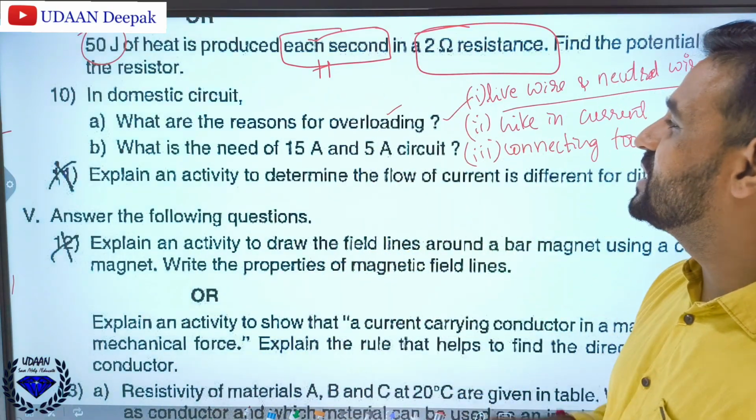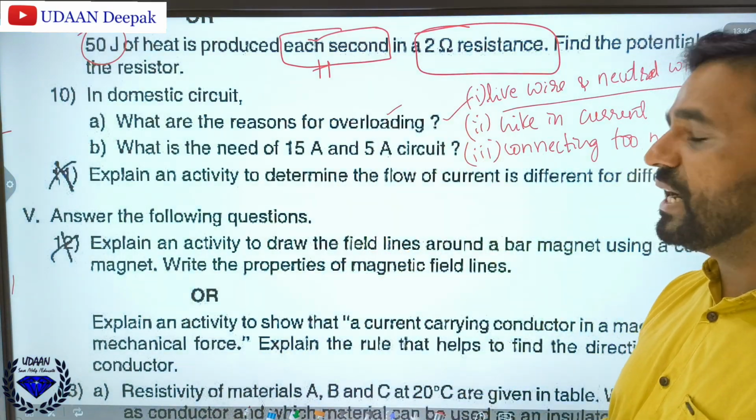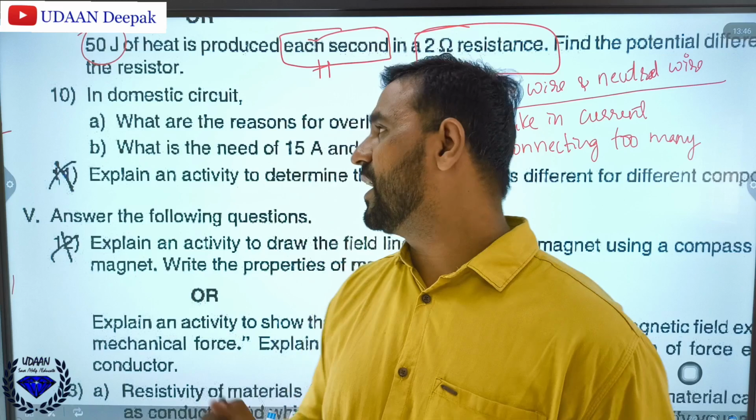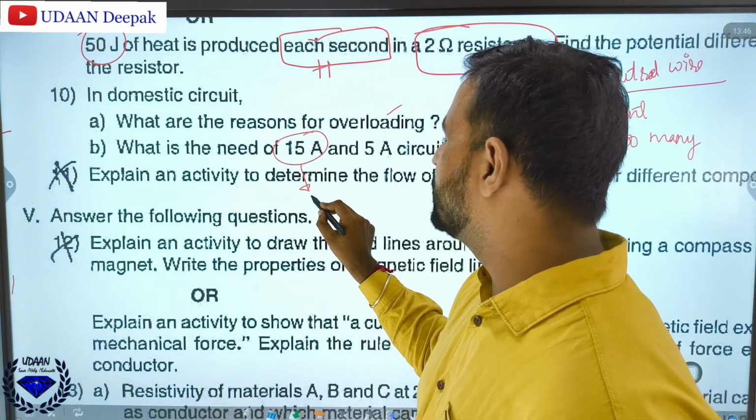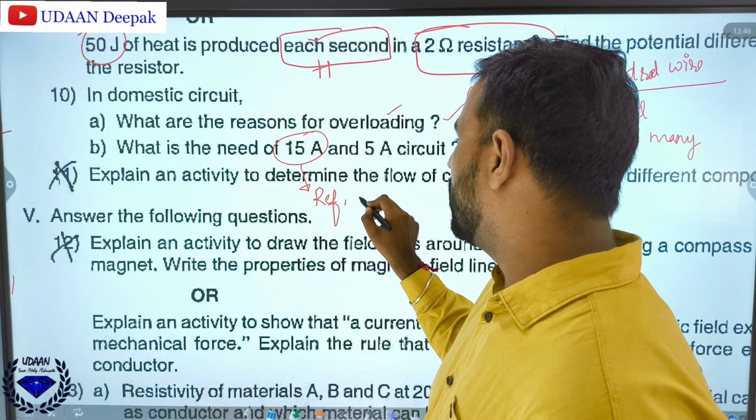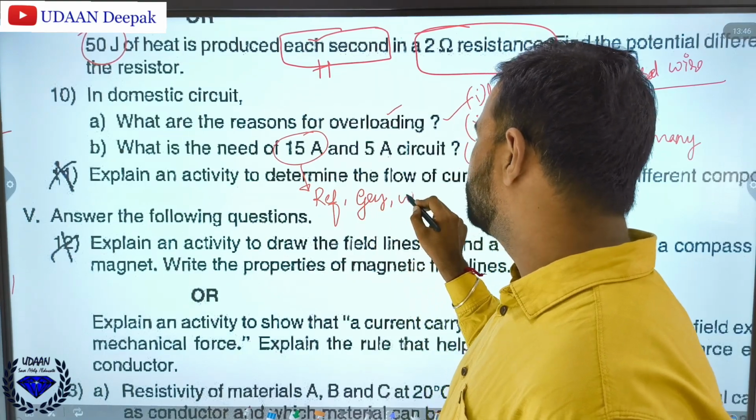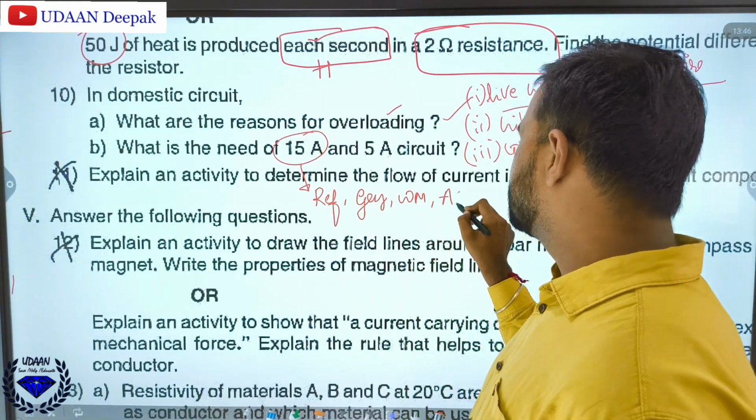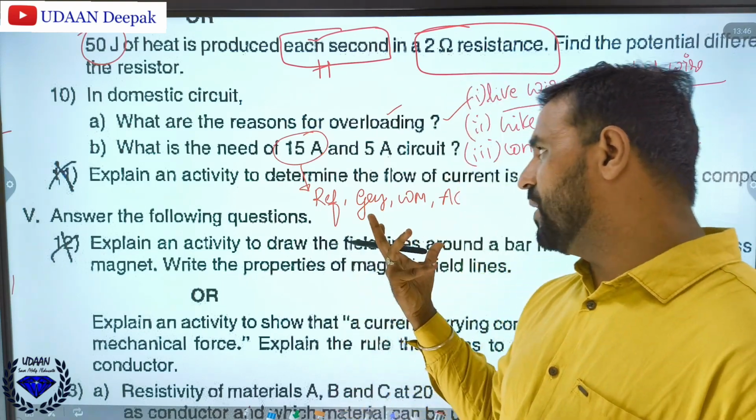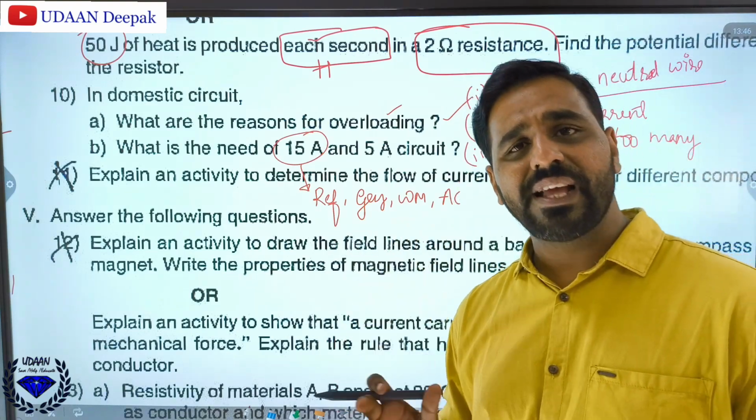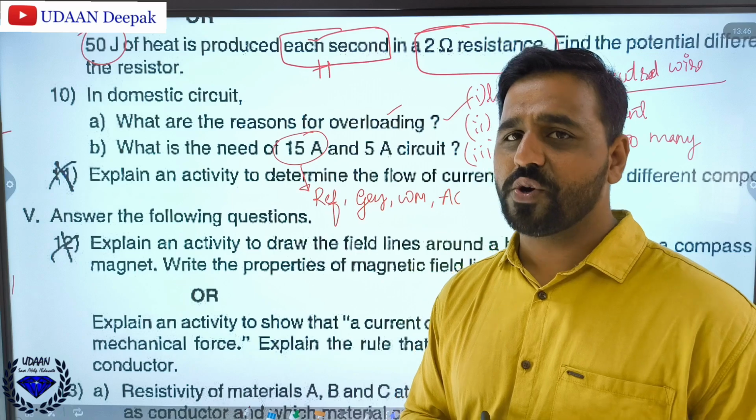Now coming to the next: what is the need of 15 ampere and 5 ampere circuits? First I will tell about 15 ampere. The 15 ampere circuit is used for refrigerators, geysers, washing machines and ACs, where a larger amount of current is required. If the current is less than that, the appliances will not work.